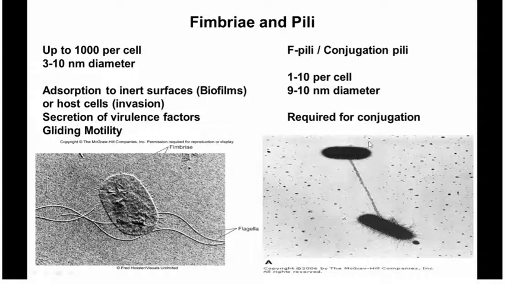So this is a striking electron photomicrograph of two bacteria conjugating with each other. So one of these two has shot out an F pilus, and it's attached to the other cell. What happens next is that this conjugation pilus is going to retract, and the two cells are going to come together.